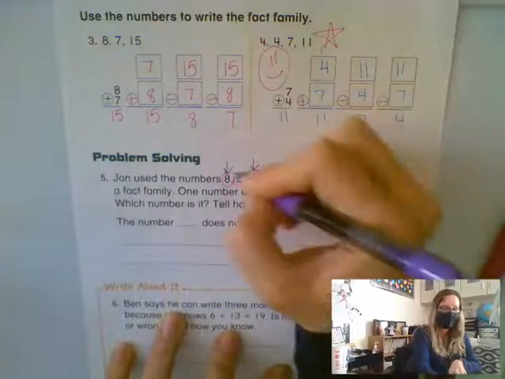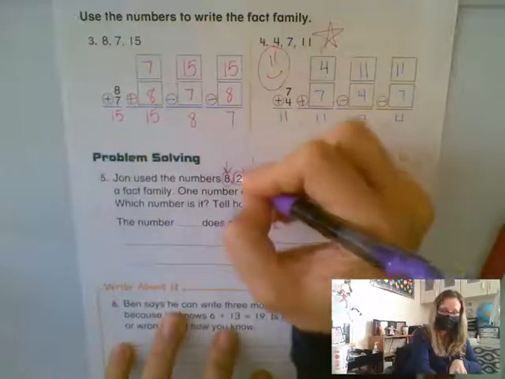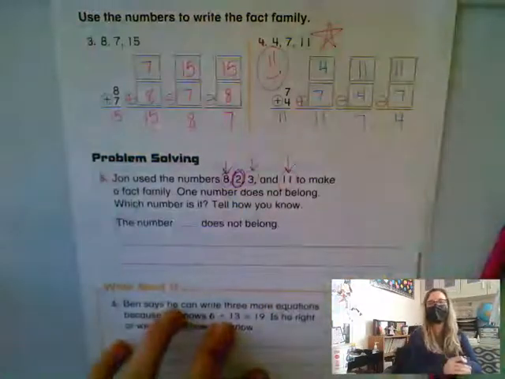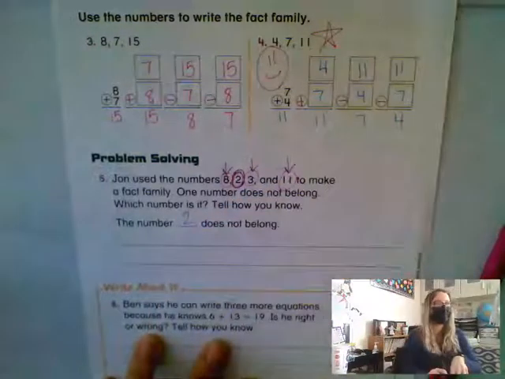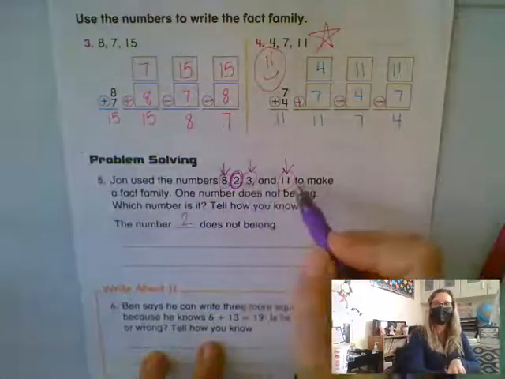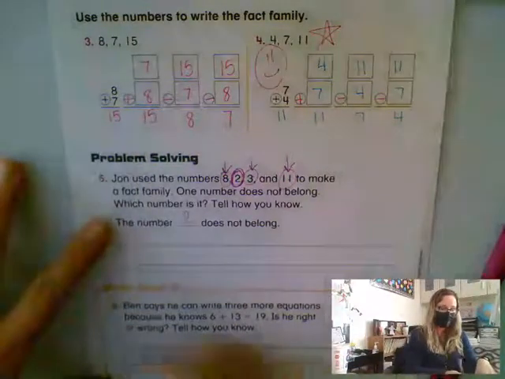11 minus 3 is 8. 3 plus 8 is 11. And 11 minus 8 is 3. But this 2 doesn't fit into that family. So it's 2. So what number doesn't belong? 2. How do we know? Because it doesn't fit the pattern for fact families. Okay? All right, we're going to skip the right about it.